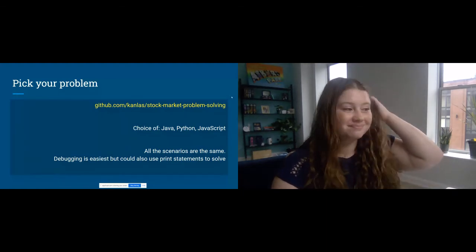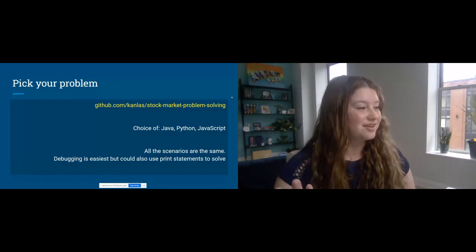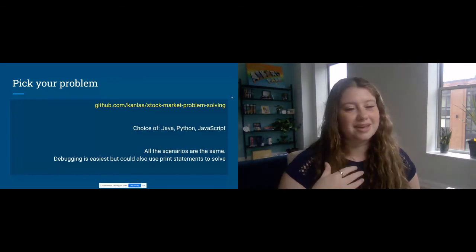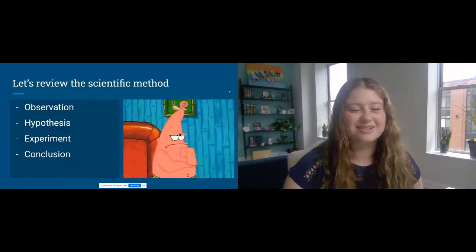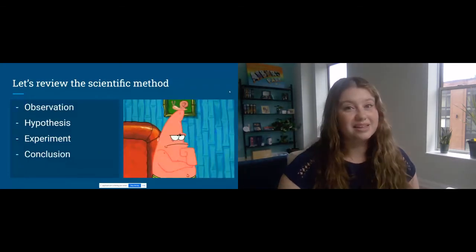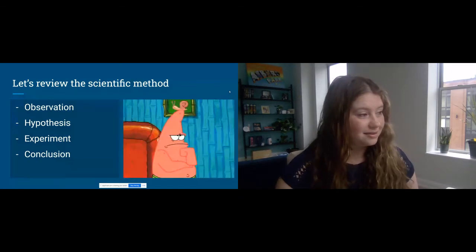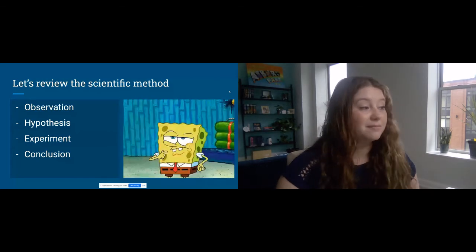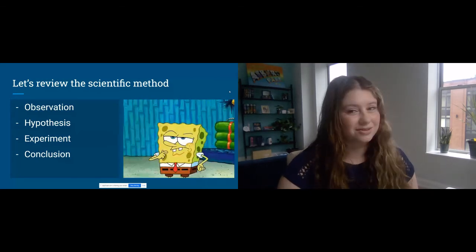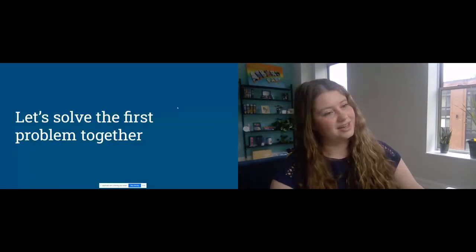One more time, scientific method, along with a fantastic GIF. Observation. So your observations are going to be anything you can find in the code, anything that I've shared with you. All of that information is part of your observation, as well as the print statements that we'll see. Come up with a hypothesis. Know what you're looking for. Know what you're trying to find. Your experiment is your debug, and come up with a conclusion. And with that, we're ready to start solving.